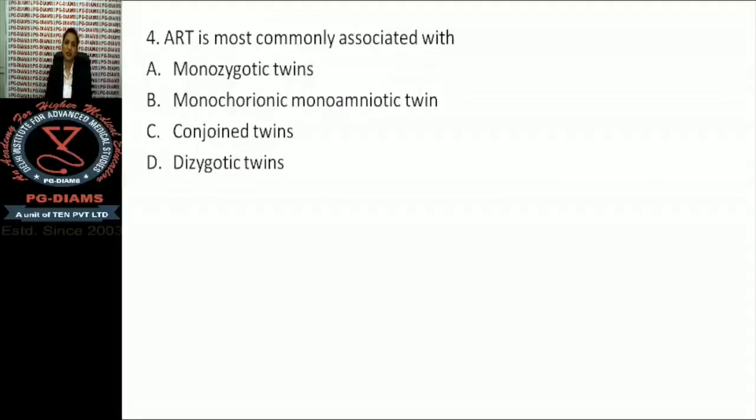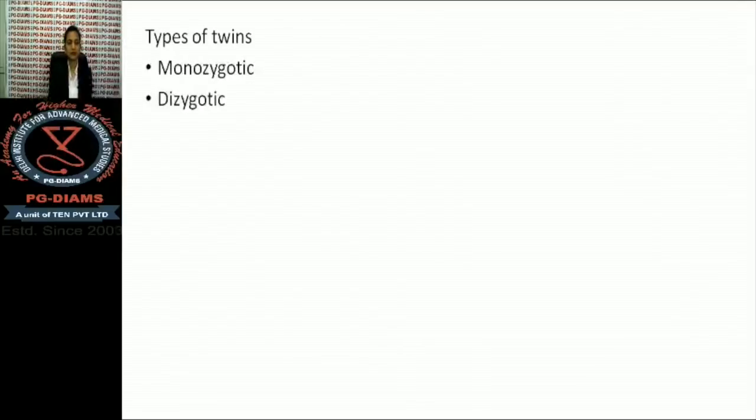Now coming to another question on artificial reproductive techniques, ART is most commonly associated with which kind of twins? Now there are 2 kinds of twins. Basically based on the number of zygotes they are derived from. There is monozygotic and then there is dizygotic.